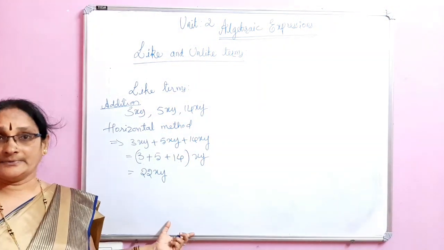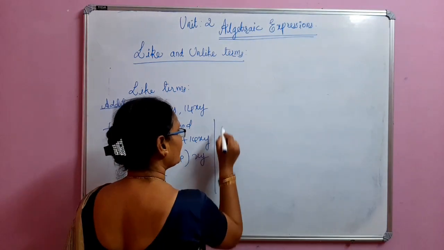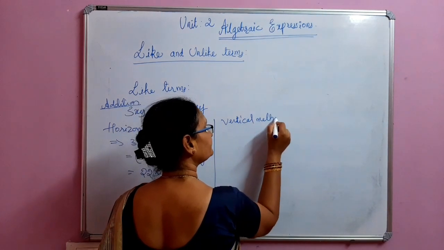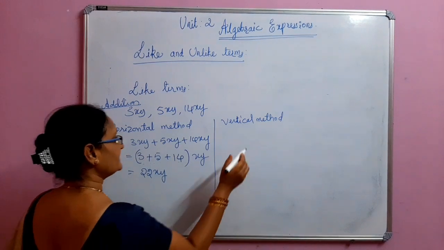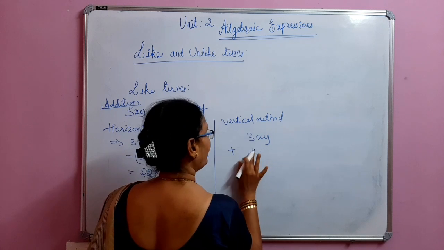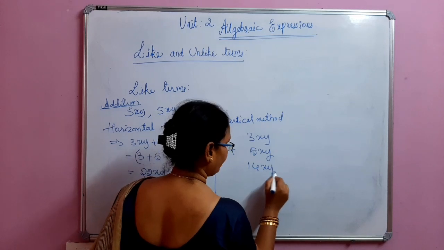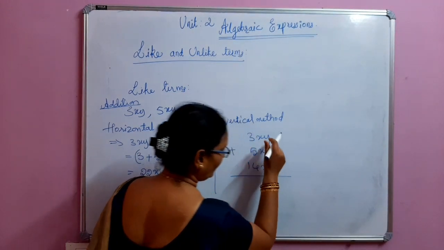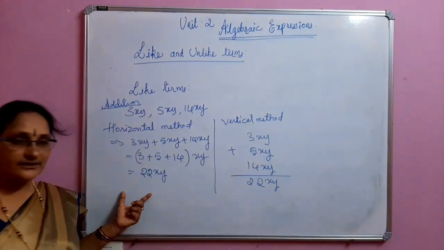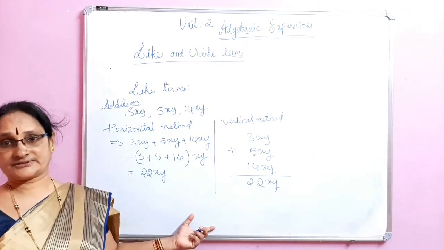The same sum we'll do now by vertical method. See here, what is that? Vertical method. Vertical means we have to write like this. That is 3xy here, plus 5xy, 14xy. Yes, xy is common in all the terms. 3 plus 5, 8. 14 plus 8 is 22xy. Same answer with different methods. This is addition of like terms.